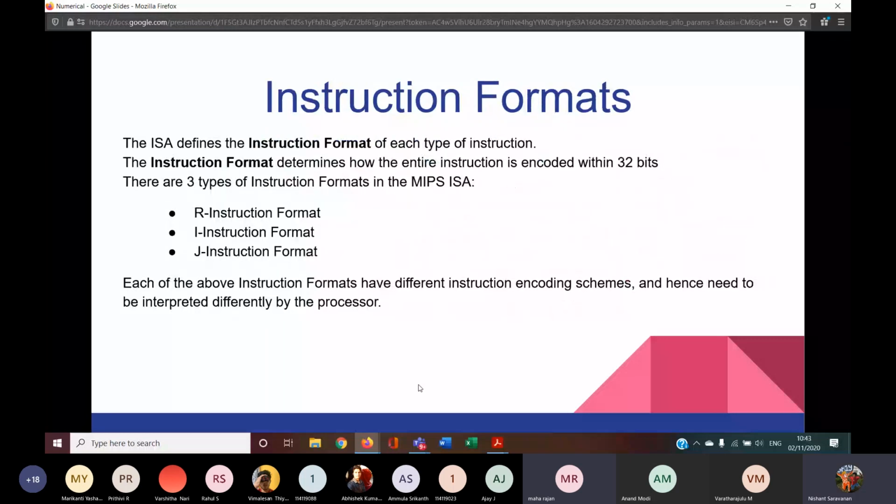The instruction format determines how the entire instruction is encoded within the 32 bits, as we're taking MIPS as an example. There are three types of instruction formats in MIPS: R instruction format, I instruction format, and J instruction format. Each of these formats has a different instruction encoding scheme and hence needs to be interpreted differently by the processor.